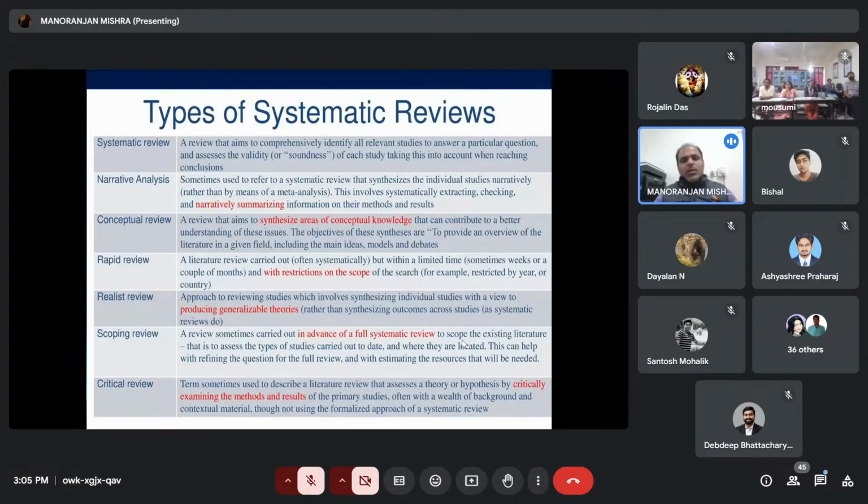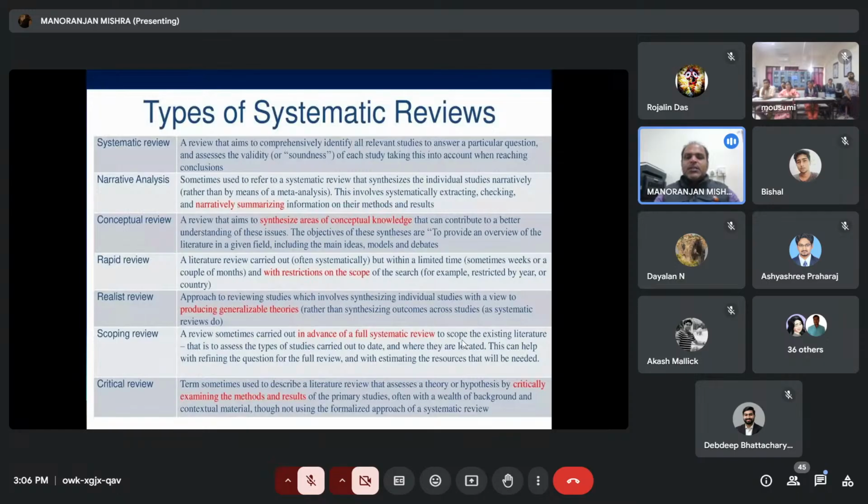Then conceptual review, a review that aims to synthesize areas of conceptual knowledge that can contribute to a better understanding of all these issues. The objective of this synthesis is to provide a review of all literature in the field, including the main ideas, models, and debates. So if you are doing concept work, or developing a theoretical framework of research, you can go for a conceptual review. You can also go for a rapid review.